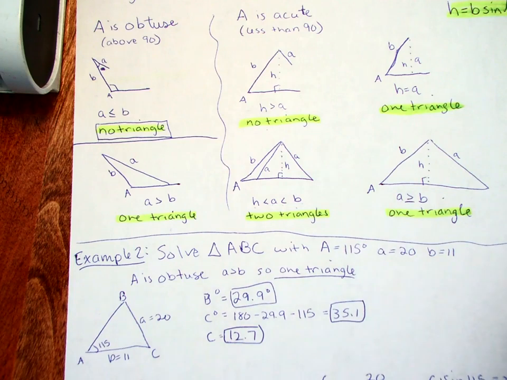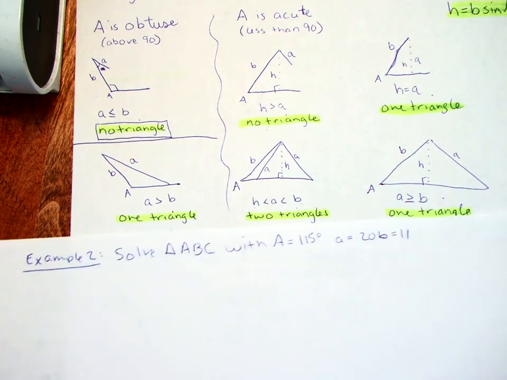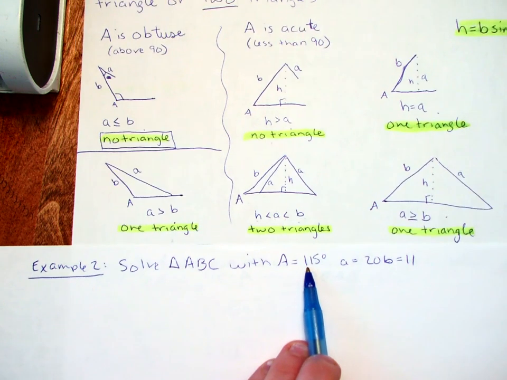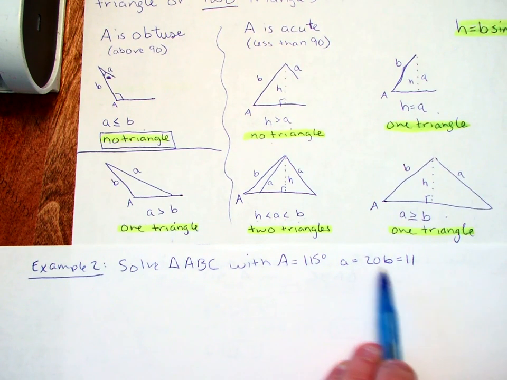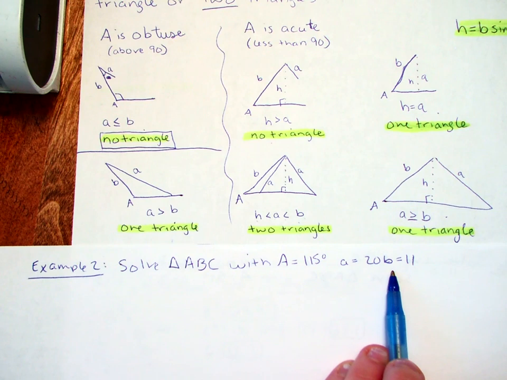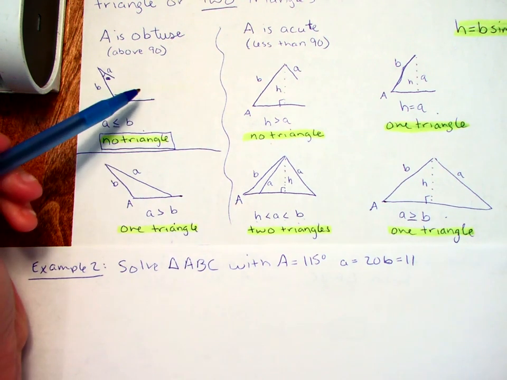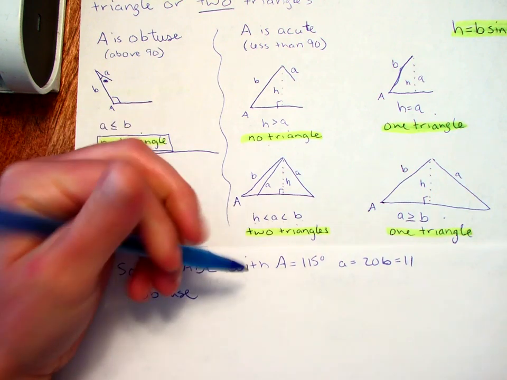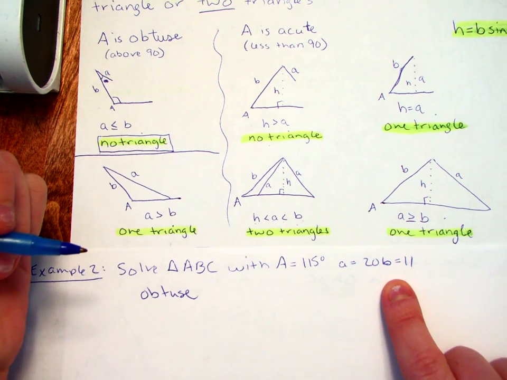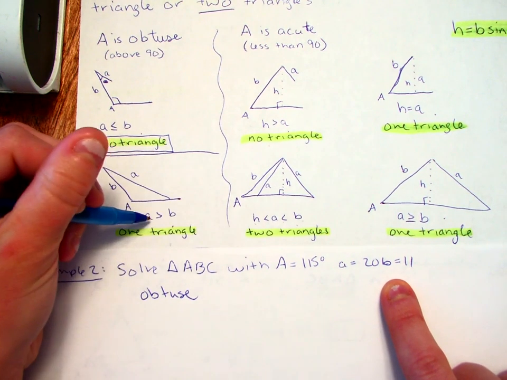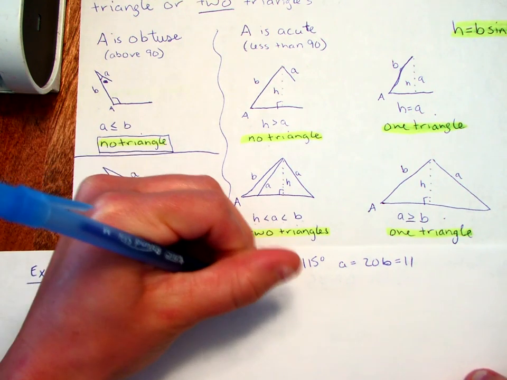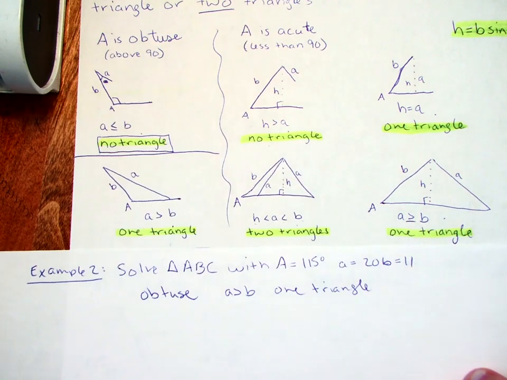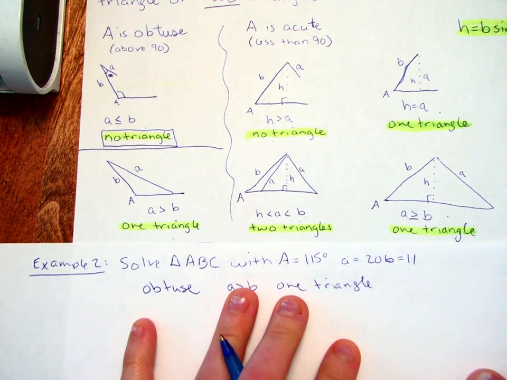So let's look at example 2. It says, solve the triangle with A equaling 115 degrees, side a equals 20, side b equals 11. So this falls in the category of obtuse because it's above 90 degrees. And a equals 20, b equals 11, a is greater than b. So there's going to be one triangle. So then we can go through and solve like we did yesterday for these things.